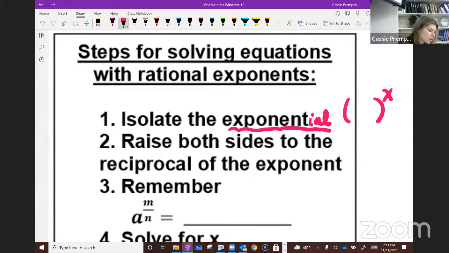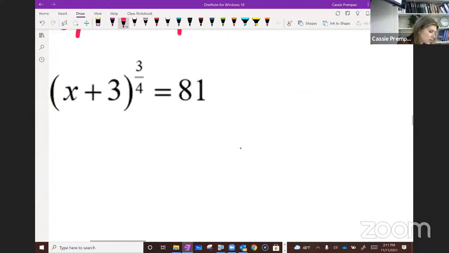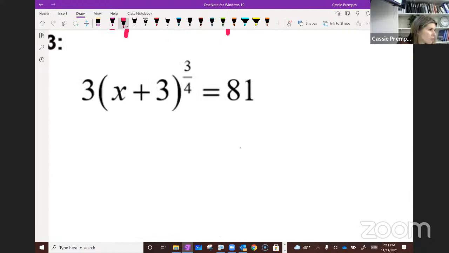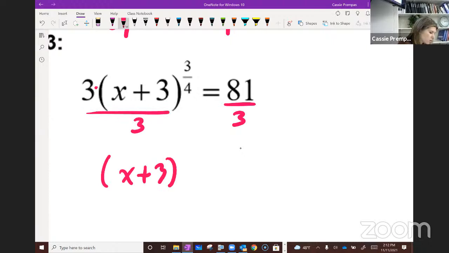So let's talk through what that would look like for example 1. Example 1, I need to isolate that fractional piece or that radical in disguise. So right now it's being multiplied by 3. What undoes multiplication? Division. So we would divide by 3, and we would have x plus 3. Those pieces would cancel. So x plus 3 to the 3/4 is equal to 27.